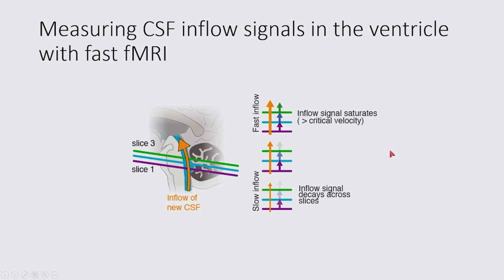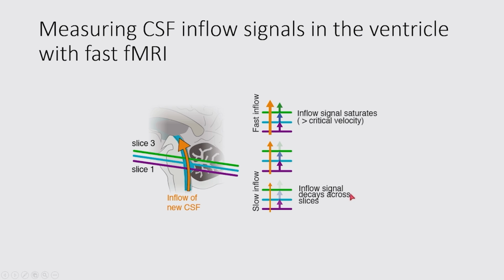And so if you look at what this looks like here, if you had fluid that was flowing upwards really slowly, you would see a bright signal just in your bottom slice, and then it would decay away. And if you had a fluid that was flowing rapidly across multiple slices, you would see this flow signal in multiple slices. And so what this means is that the velocity of a flowing fluid is going to be reflected by the relative intensity of the fMRI signal in the edge slices of the volume.